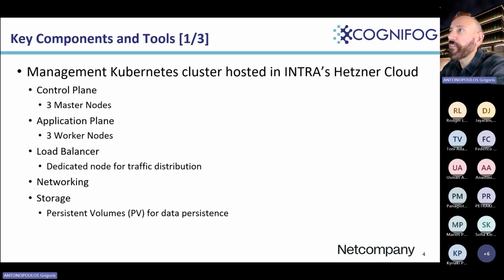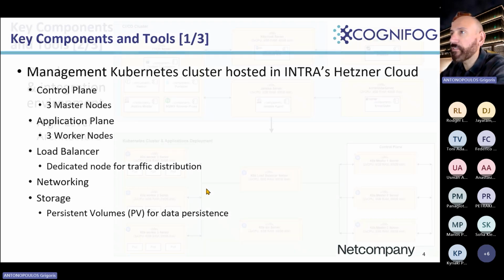The key components and tools for the deployment and infrastructure is the management Kubernetes cluster that is hosted in Intra's cloud. This consists of a control plane with 3 master nodes, an application plane with 3 worker nodes, a load balancer which is a dedicated node for directing and distributing traffic. We'll also handle networking and storage using persistent volumes for data persistence.